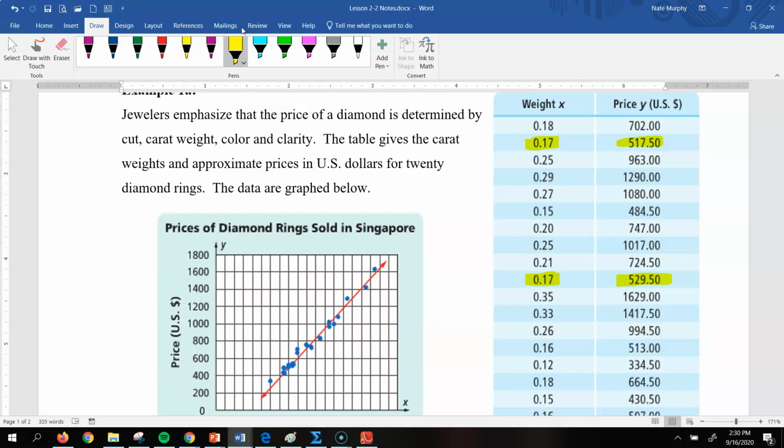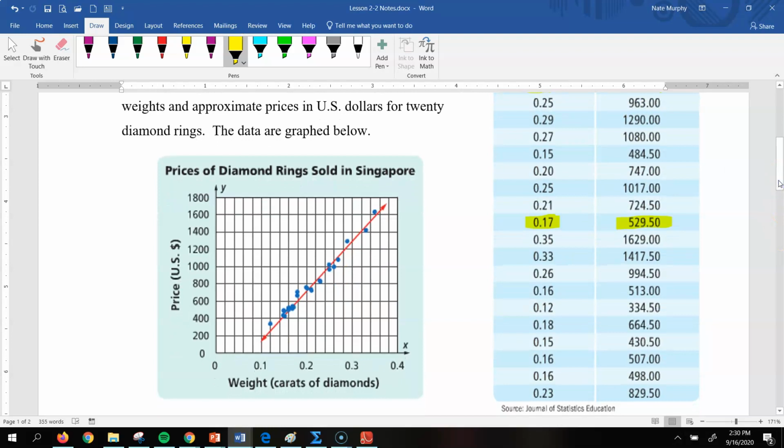And then what they did is they fit all of those different weights and their price to a scatter plot. You can see that the points in that scatter plot fit pretty closely with the line that they have graphed there. So a linear equation would be a good equation to use to model this data. So let's look at some ways that we can come up with that linear equation.